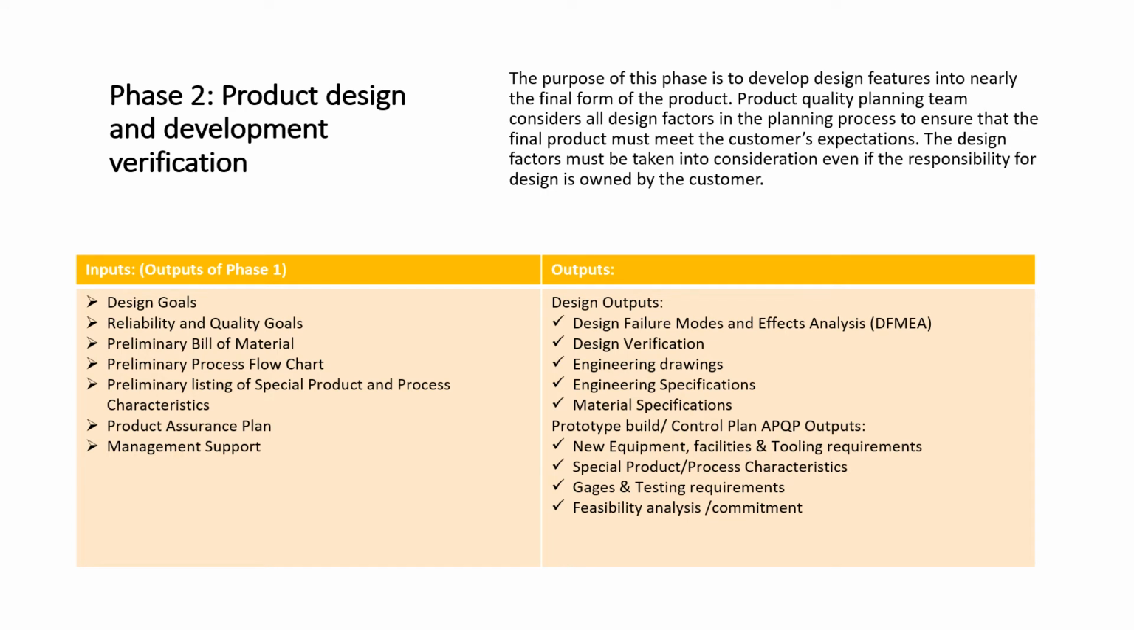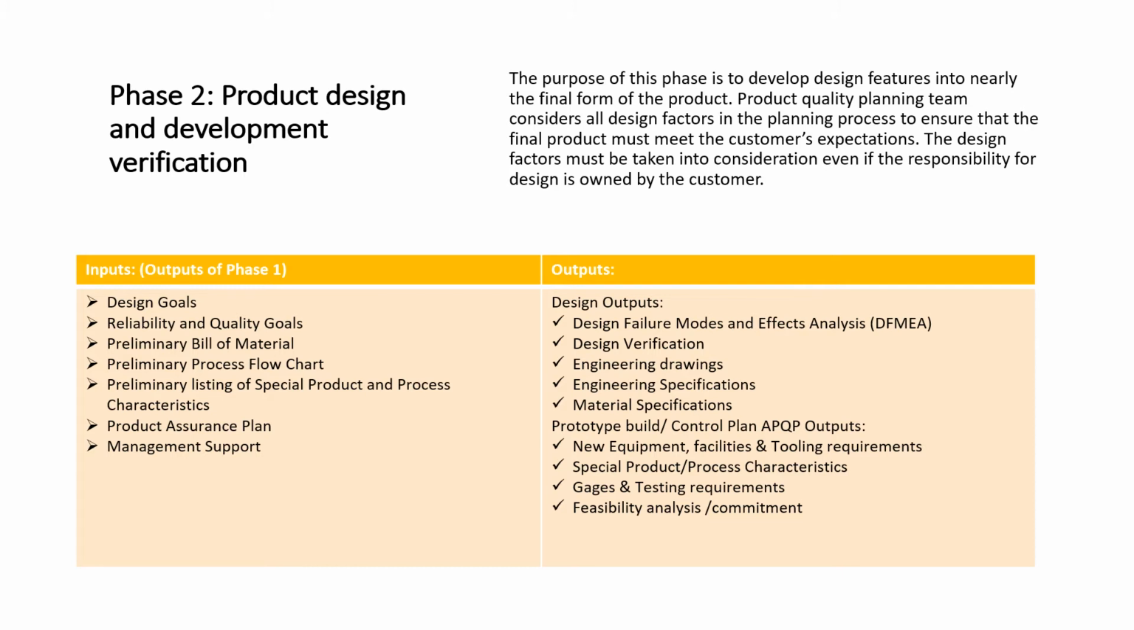So phase 2, we have completed phase 1. So phase 2 is product design and development verification. The purpose of this phase is to develop design features into nearly the final form of the product. The product quality planning team considers all design factors in the planning process, so that the final product must meet customer expectations. The design factors must be taken into consideration even if the responsibility for design is owned by the customer.